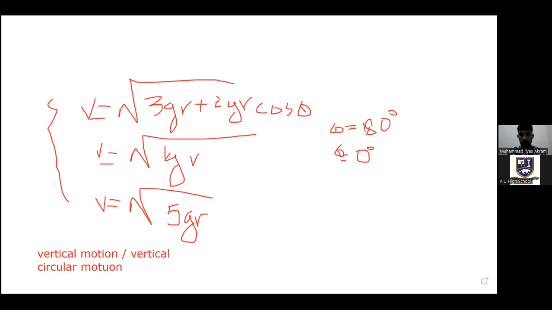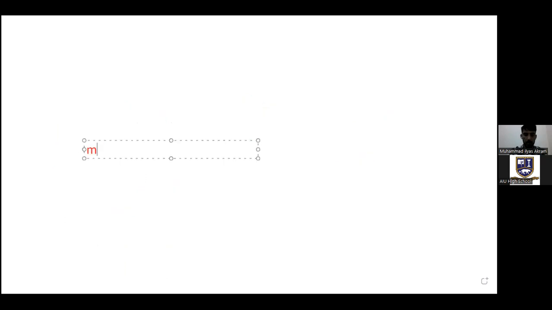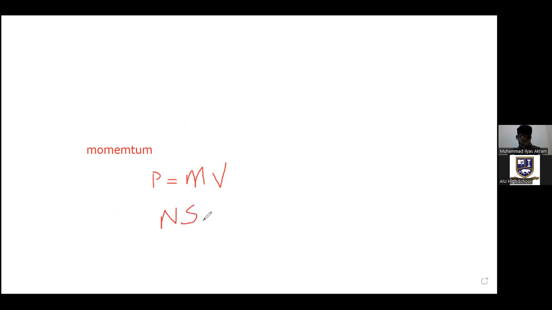And the last term we have is momentum. Momentum is defined as the quantity of motion of the object, and momentum is equal to P equals mv, or we can say that the product of mass and velocity is momentum, and its unit is Newton second, and that is the SI unit of momentum.